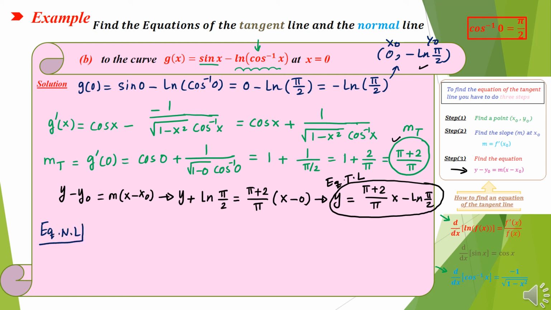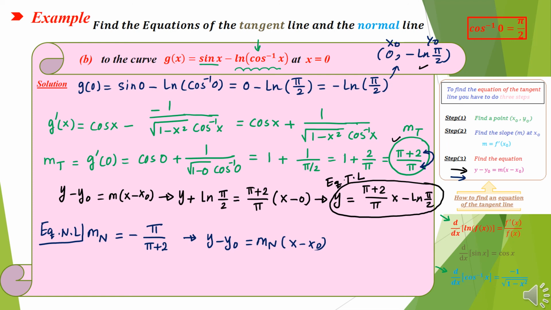As in part A, you have to change only the slope of the normal line, and for the slope of the normal line, you have to flip the slope of the tangent line and change the sign of it. So we have minus pi over pi plus 2. This is the slope of the normal line, and you will use the same equation, y minus y0 equals m of the normal line multiplied by x minus x0.